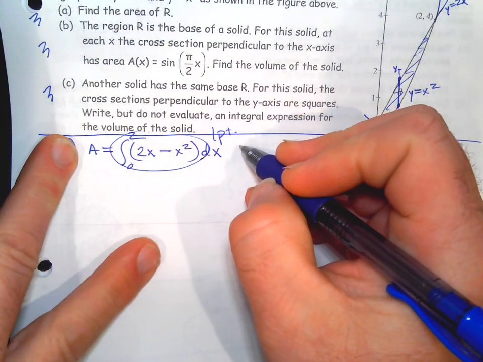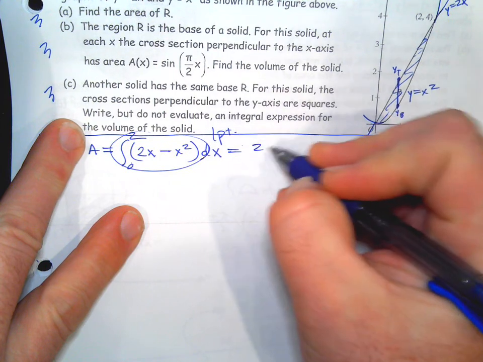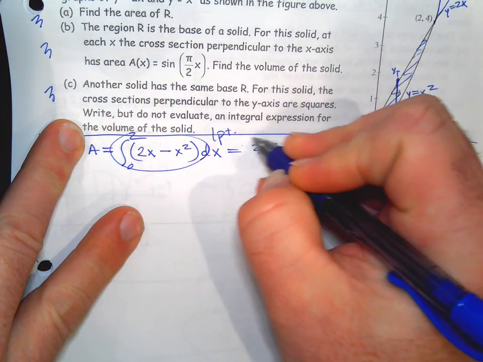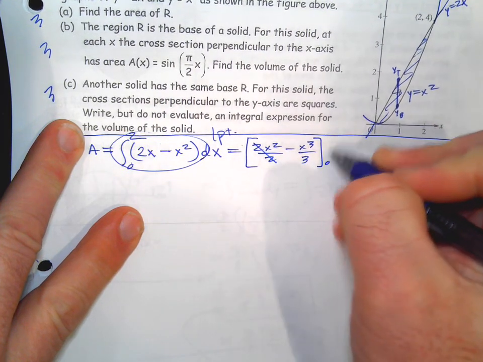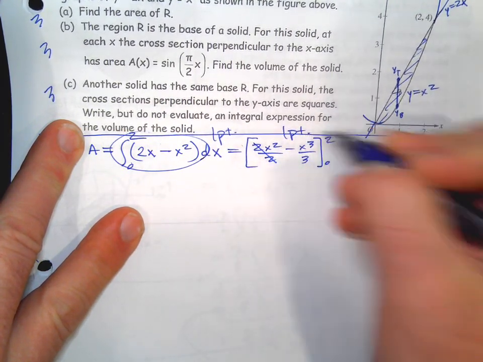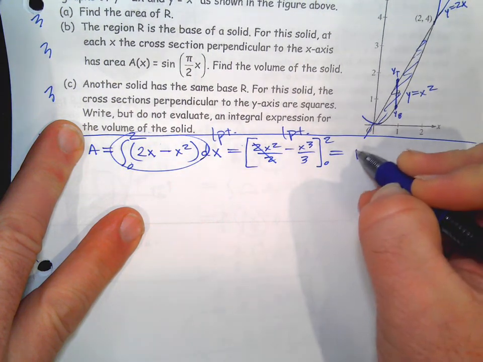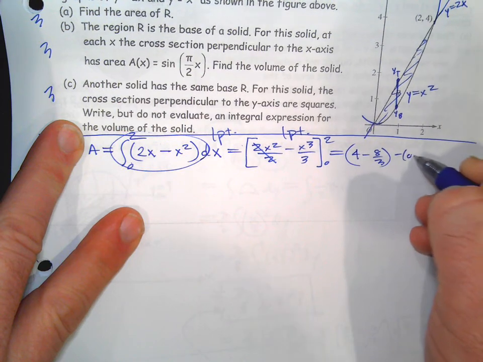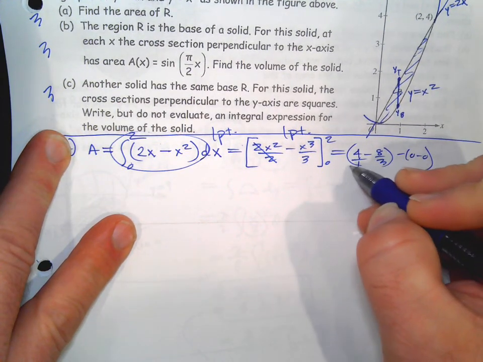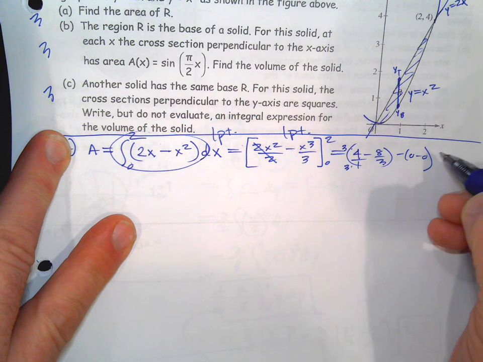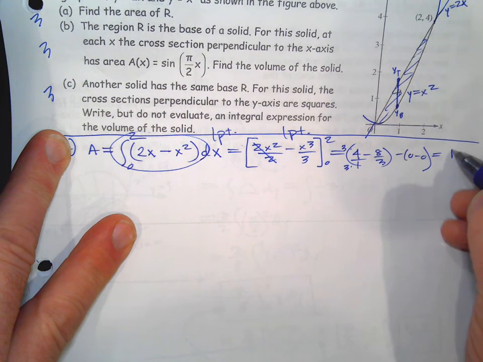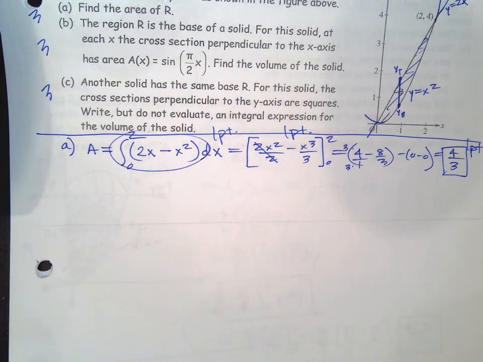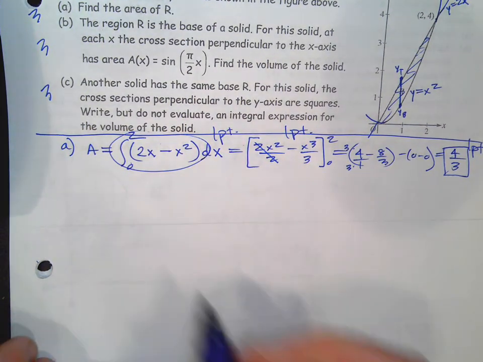Now the antiderivative is going to be 2x squared over 2 minus x cubed over 3 from 0 to 2. That's another point. We'll plug numbers in. We get 4 minus 8 thirds minus 0 minus 0. Common denominator, it's going to be 12 thirds minus 8 thirds is 4 thirds. So your answer is your third point for credit. So there you go.